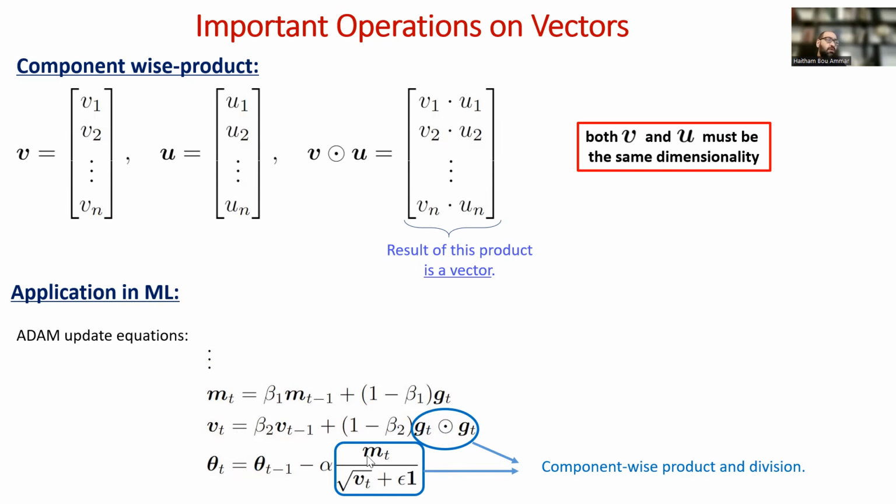So here we are also doing a component-wise division, meaning that you will take the first component from the vector mt, divide that by the first component of the resulting vector of square root vt plus epsilon 1. And again, here everything is happening component-wise. So the square root is also happening component-wise. So in terms of notation, that's how we can write it.